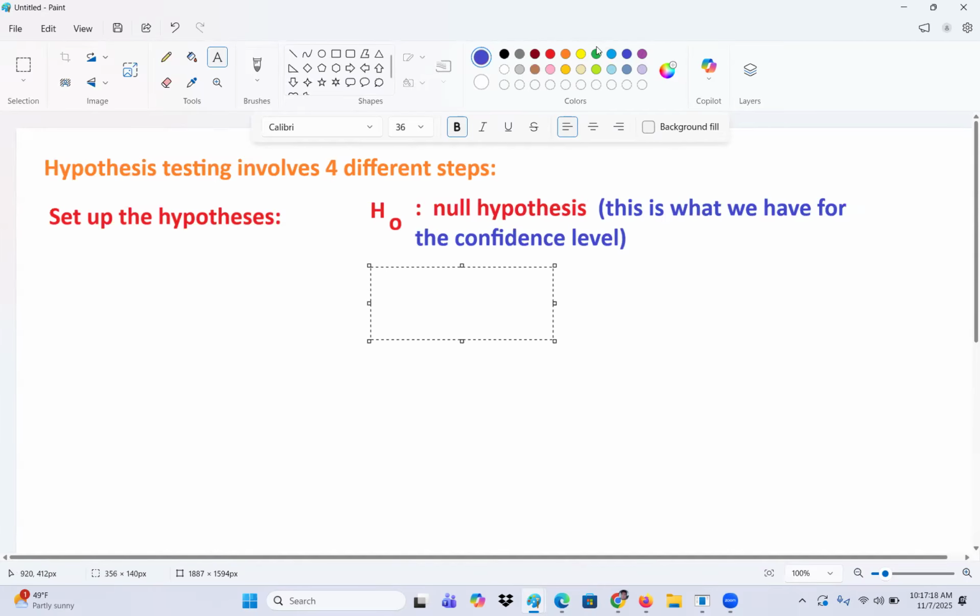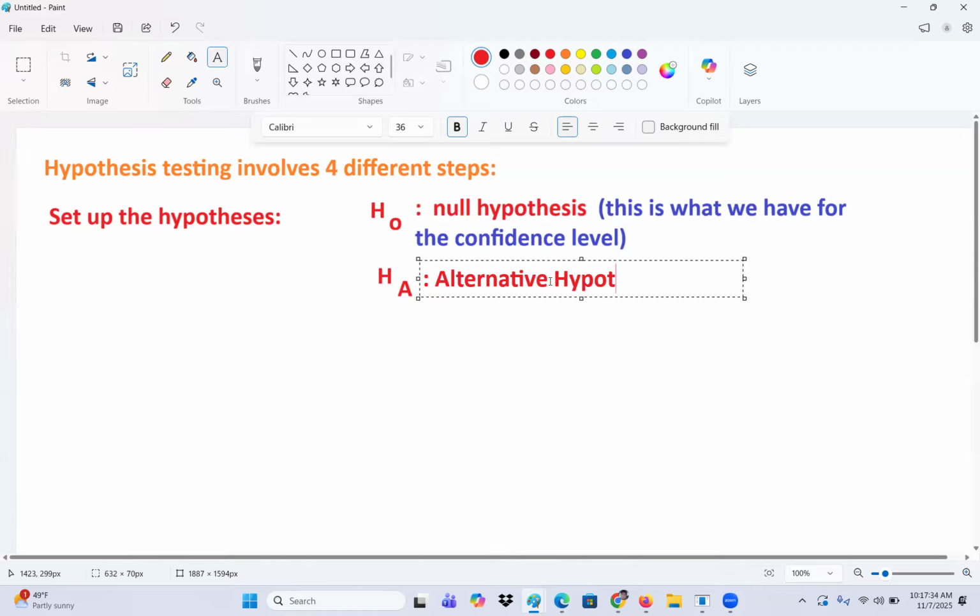And then the second one you call HA, which is H1, whatever you want to call it. So this is what we have for the null hypothesis. I'm sorry, the alternative hypothesis. So this is different, right? It is the opposite of H0.